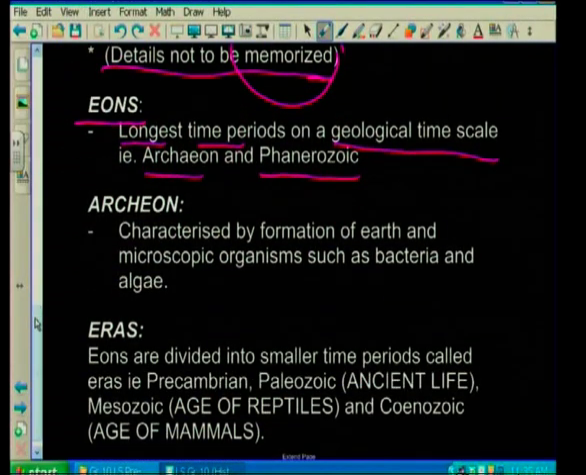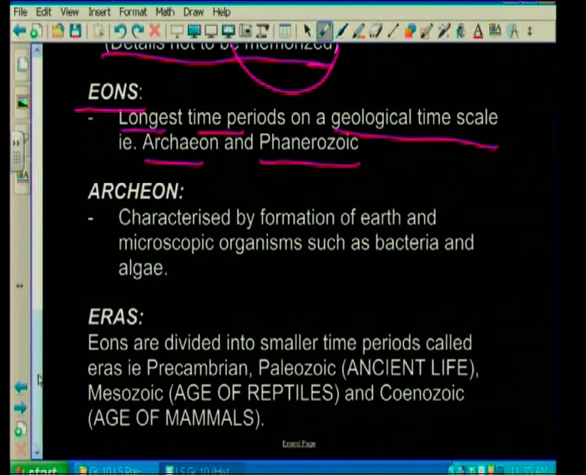Remember, eons are the longest time periods on the geological time scale. The two eons are the Archean and the Phanerozoic. The Archean is characterized by bacteria and algae. Remember bacteria and algae? Bacteria forms part of your prokaryotes, which we had discussed under biodiversity and classification. Your algae and fungi also form part of the Archean, and therefore they are the microbial or the microorganisms that existed in the Archean era. The Archean eon actually means the primitive life.